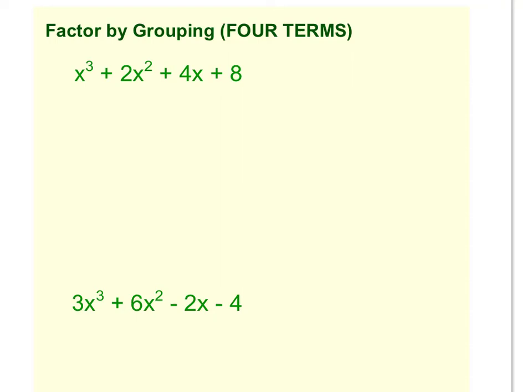One type of factoring that we do is something called factor by grouping. And factor by grouping is what we're going to use when we have 4 terms in our polynomial. So our first example, x cubed plus 2x squared plus 4x plus 8, is a polynomial with 4 terms.